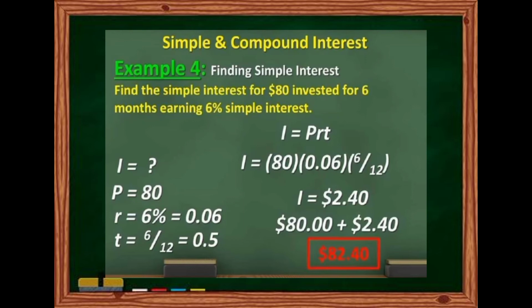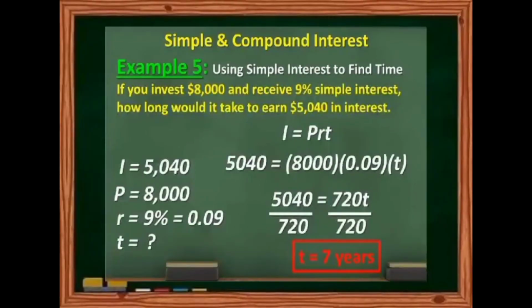I equals 80 times 0.06 times 6 over 12 or 0.5. So, I is equal to $2.40. $80 plus $2.40 is equal to $82.40. So the total amount is $82.40.